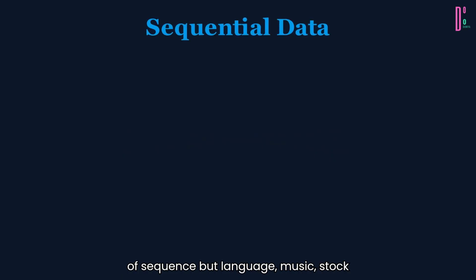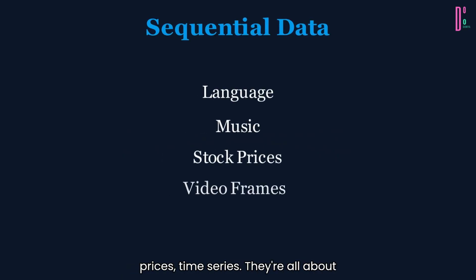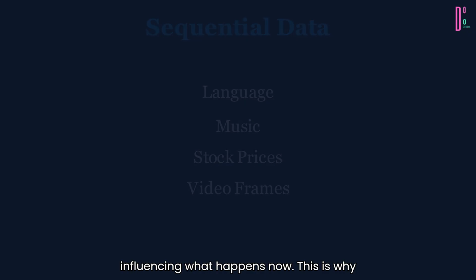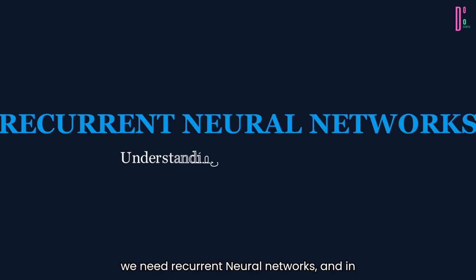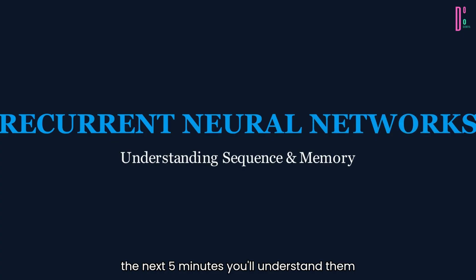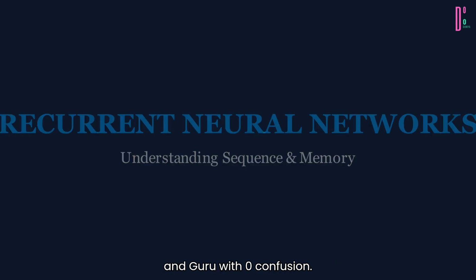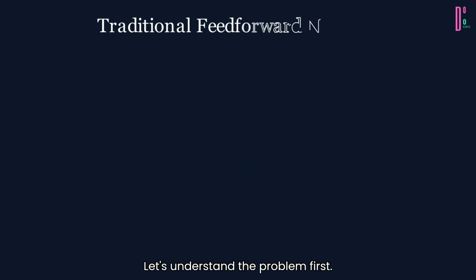But language, music, stock prices, time series, they're all about sequence, about what came before influencing what happens now. This is why we need recurrent neural networks. And in the next 5 minutes, you'll understand them completely. From basic architecture to LSTM and GRU, with zero confusion. Let's understand the problem first.